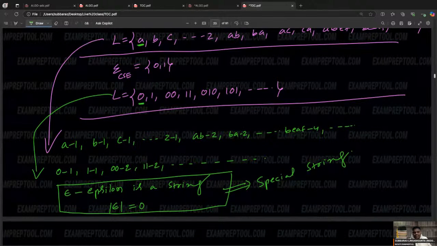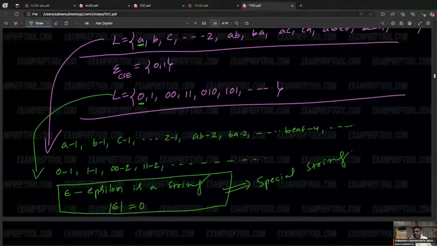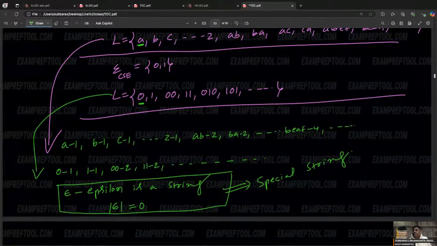Special people, there are no reasons. Special people don't think logically. Mama, what is the weightage of mama in your life? Infinite, give maximum. What is the epsilon weightage? 0. Epsilon is a string whose length is 0. It is a special string.